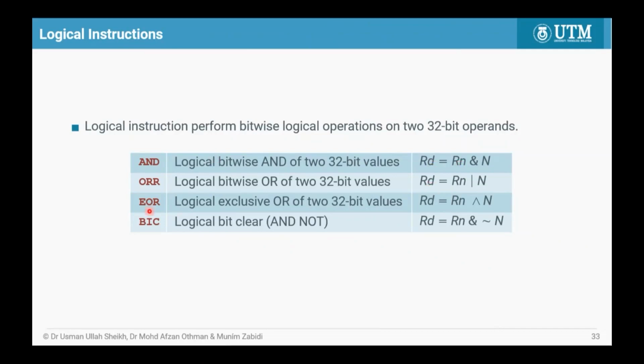Then you have EOR, which is exclusive OR. So this is the operation Rd equals Rn exclusive OR with another register. And BIC stands for logical bit clear, which means you do the logical AND, and after that you do the complement, you get the NOT of that logical AND. This is the command: you do the logical AND, and after that you NOT the result.